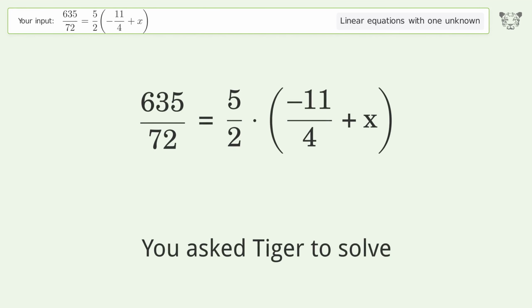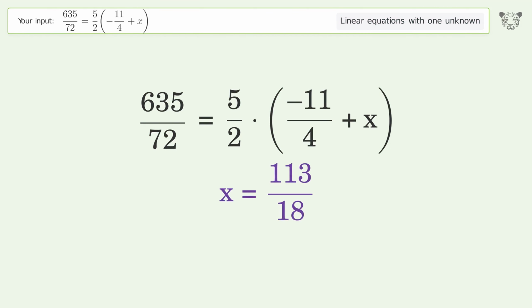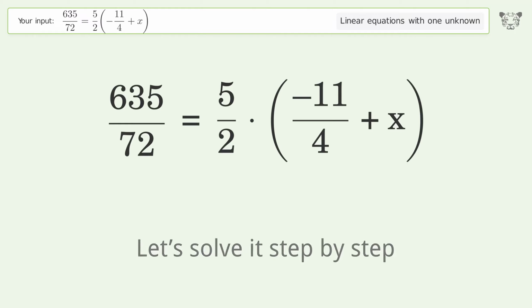You ask Tiger to solve. This deals with linear equations with one unknown. The final result is x equals 113/18. Let's solve it step by step.